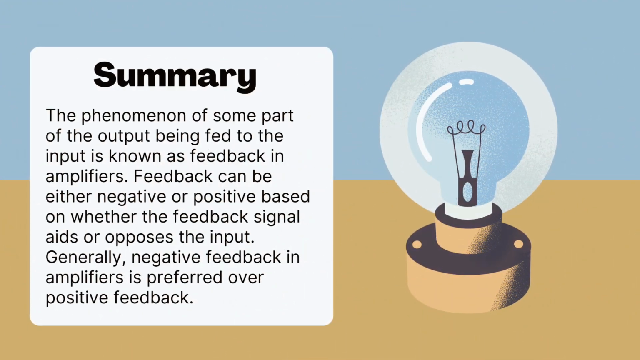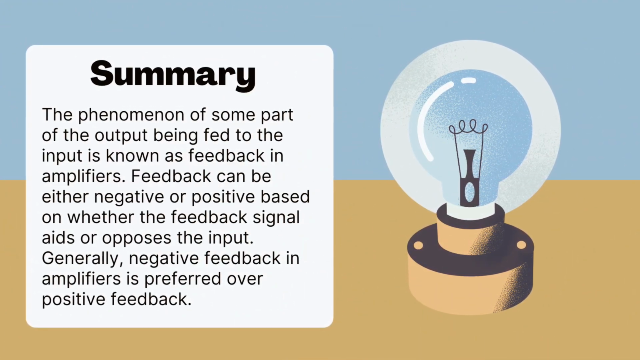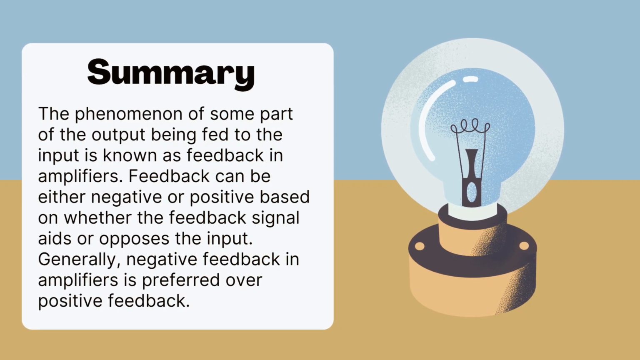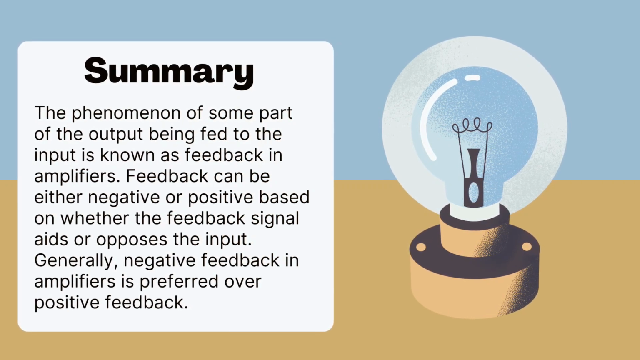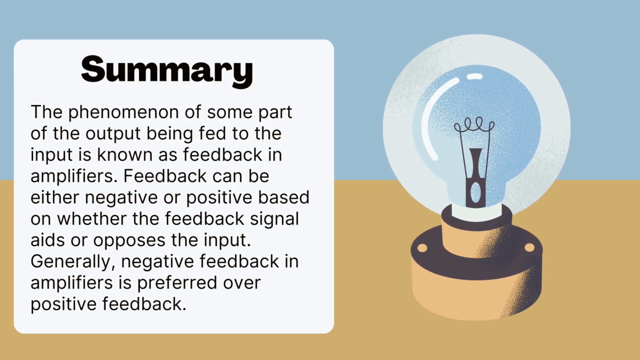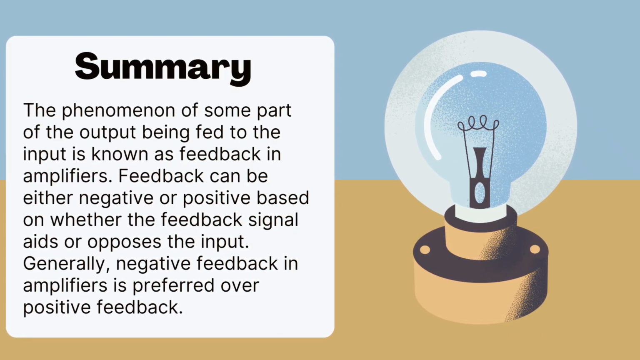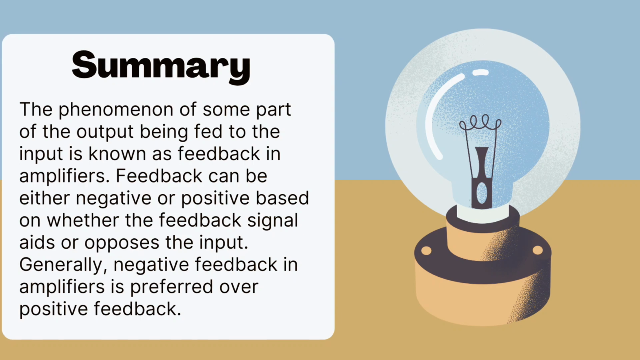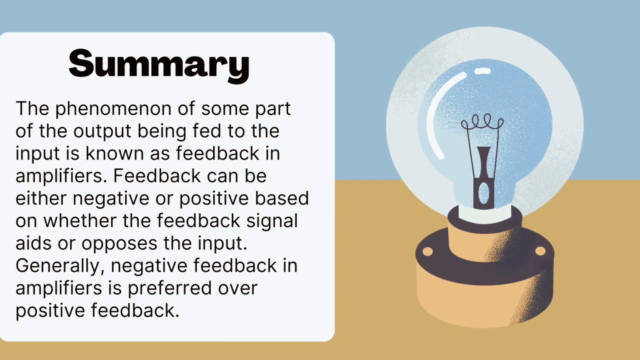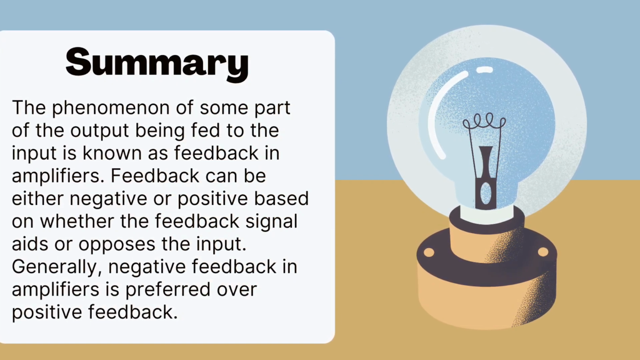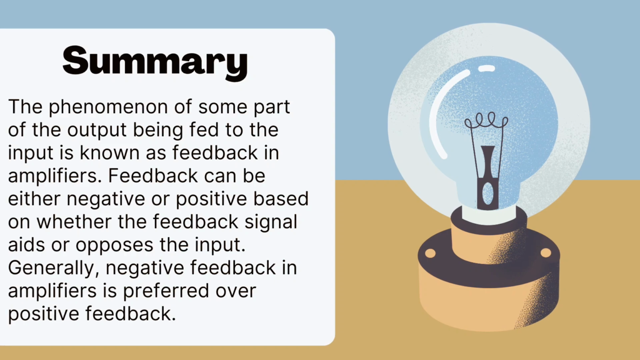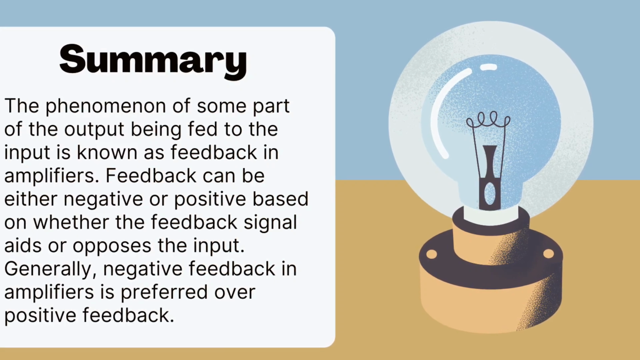Summary. The phenomenon of some part of the output being fed to the input is known as feedback in amplifiers. Feedback can be either negative or positive based on whether the feedback signal aids or opposes the input. Generally, negative feedback in amplifiers is preferred over positive feedback.